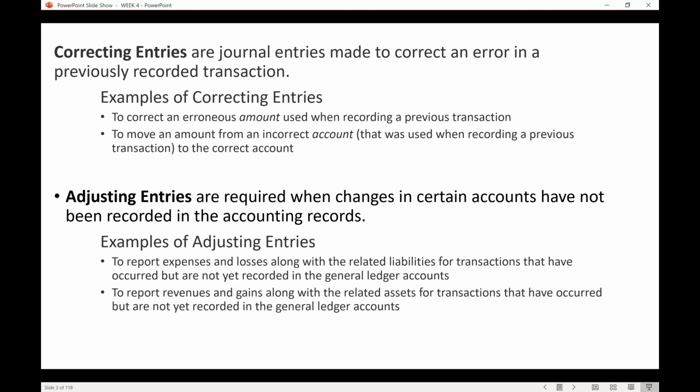Our focus today is on correcting entries. So we're correcting errors that were made. In our next video, we'll be looking at adjusting entries and the more complete questions incorporating possibly both, right?